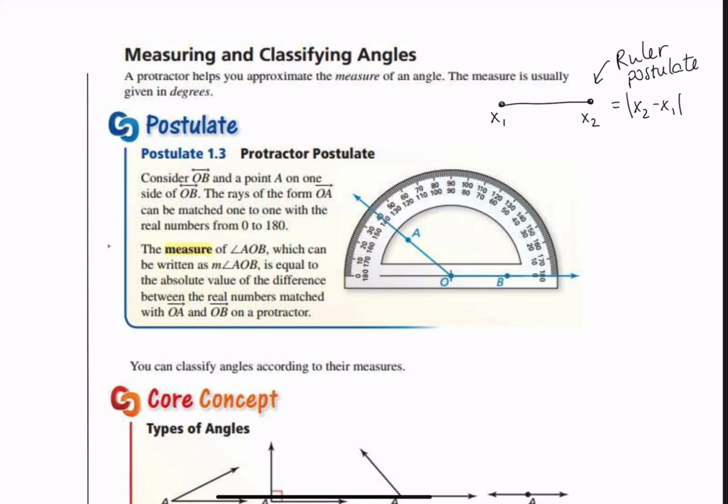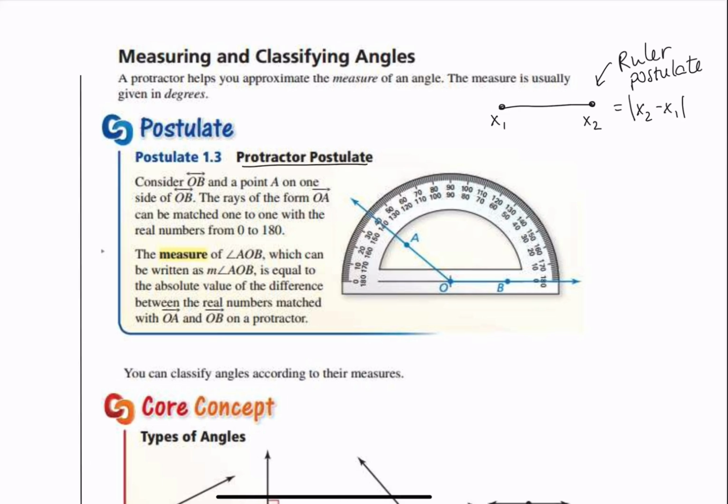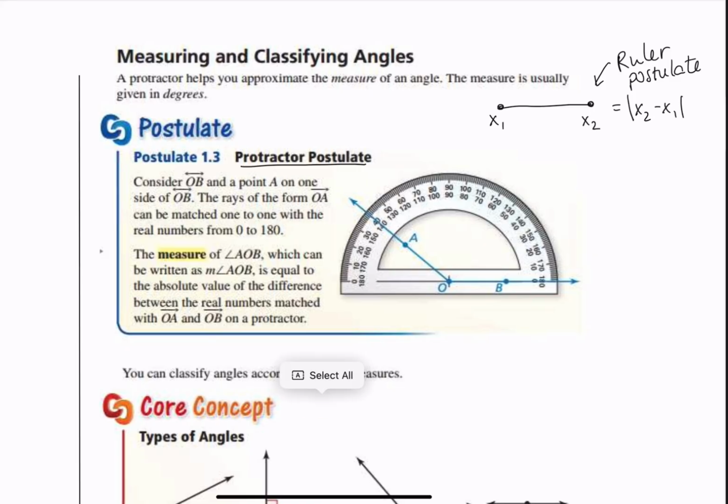Well, now we're going to do a similar thing for angles, and we're going to use the protractor postulate. So the protractor postulate is a way for us to measure an angle. And before we get started, let's talk about what the notation is for measuring an angle. So the measure of an angle, we could write like that, or we can write it with a little m in front of the angle name, such as m of angle AOB. And that basically means the measure of angle AOB.